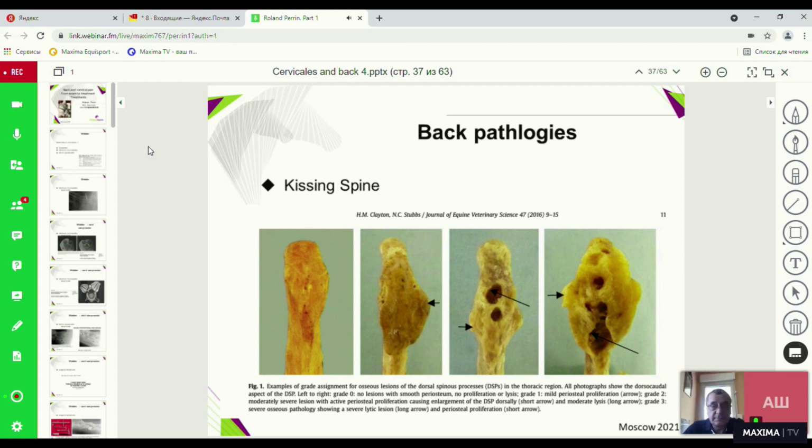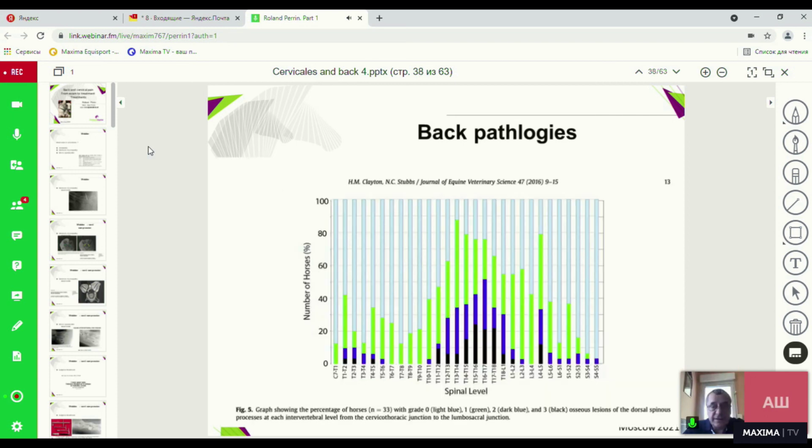They have done a lot of dissection of a lot of bones, and you see where it happened more often, and you see it happened more often between about T13 and T17.